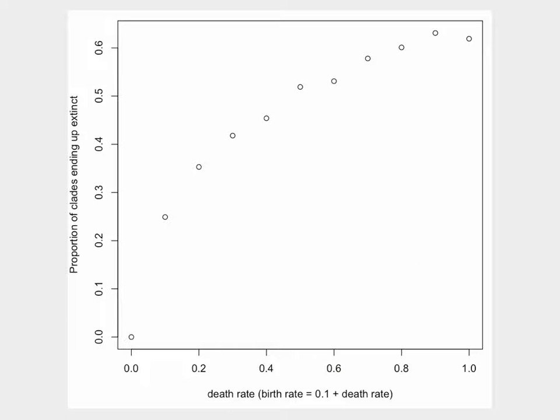Okay. And here we see a plot of ascertainment bias. So death rate, and this is normalized. So we have a constant diversification rate, which is changing the death rate. Death rate 0. What proportion of clades go extinct? 0. When death rate gets really high, I start having many clades go extinct before I see them. So more ascertainment bias. Okay. So take that into account.